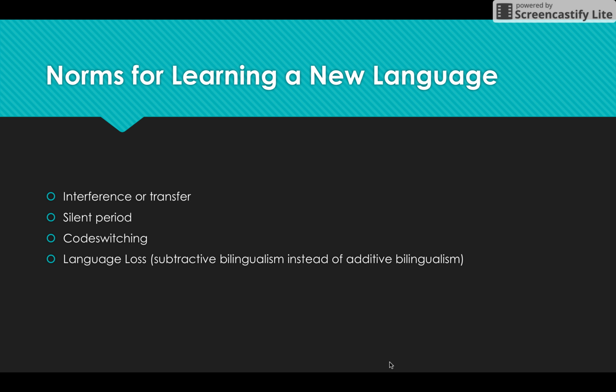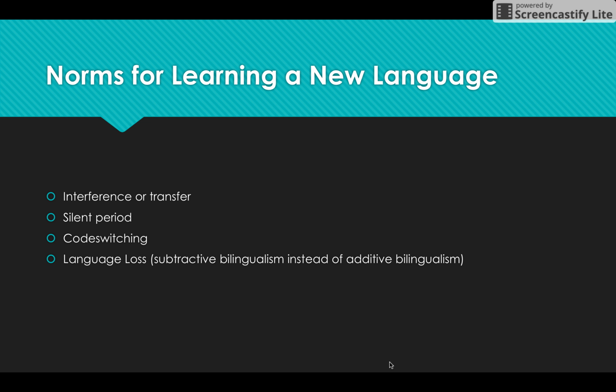Some things that are normal for students who are learning a new language that you should be familiar with. One issue a student might have is interference or transfer. This is when rules that they know from their L1 transfer into their L2. So for example, in Spanish, you would say car blue. So they might transfer that into English, car blue, instead of a blue car. So that would be an example of an interference or a transfer.